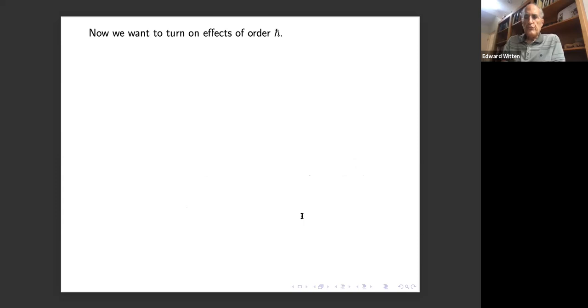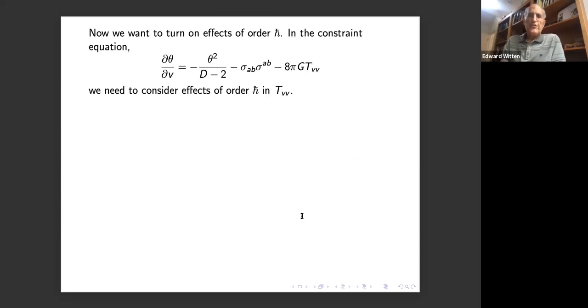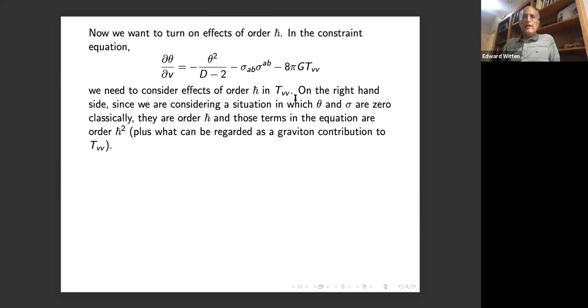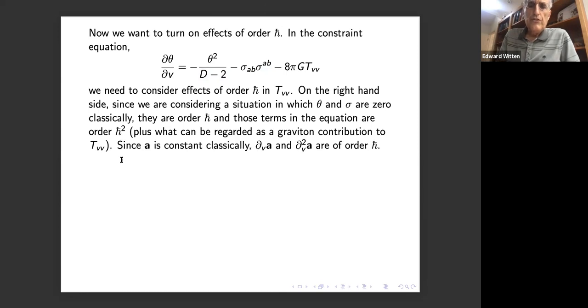Now we want to turn on effects of order h bar. So in the constraint equation, we'll consider effects of order h bar in T_VV. On the right-hand side, since theta and sigma were zero classically, they're of order h bar, and we can ignore them at order h bar. We'll think of them as being of order h bar squared. Since A is constant classically, its first and second derivatives are both of order h bar. So d_V of theta, which is d_V of A inverse d_V A, is the same as A inverse d_V squared of A plus order h bar squared.